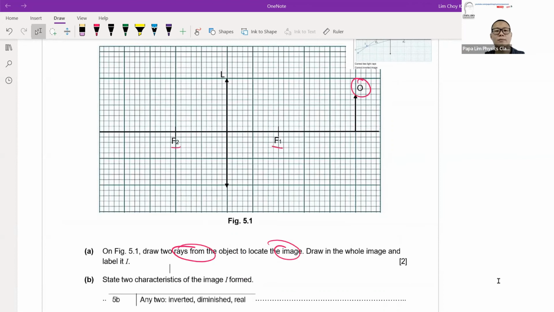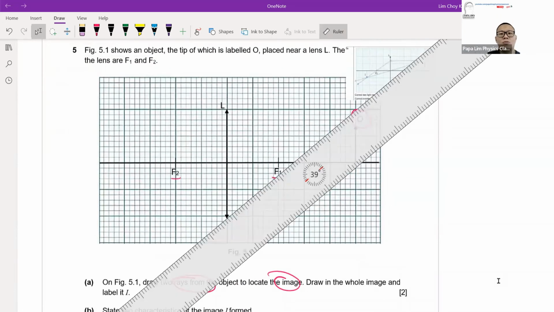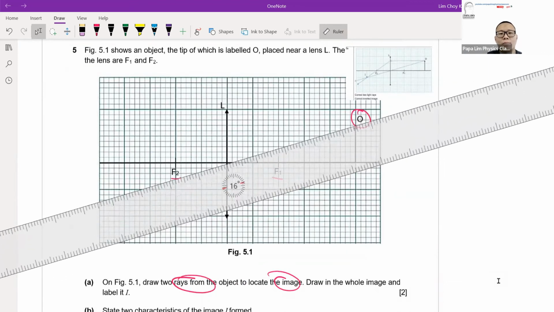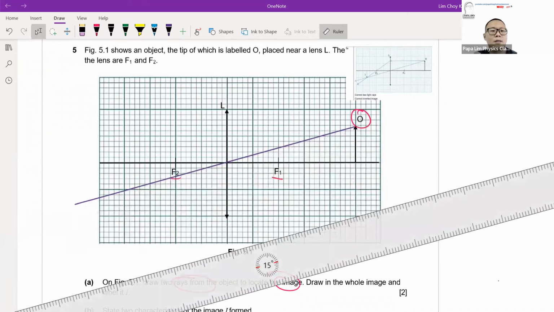For ray drawing diagrams, there is a standard approach. Usually what I do is I will draw ray 1 first. What is ray 1? Ray 1 refers to the ray coming out from the object, cutting through the optical center, and it goes straight through without bending. This is ray 1. It comes from the object and goes through the optical center without bending. This is the first ray I draw.